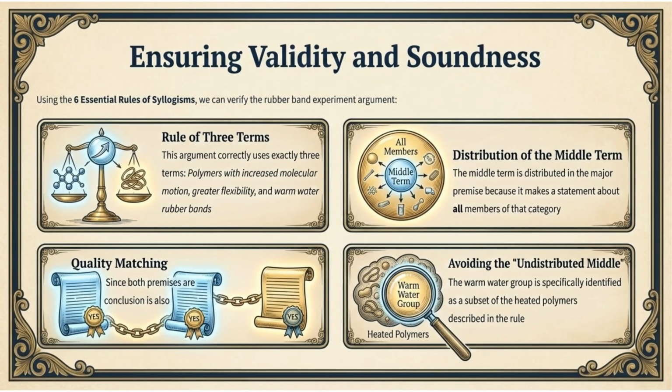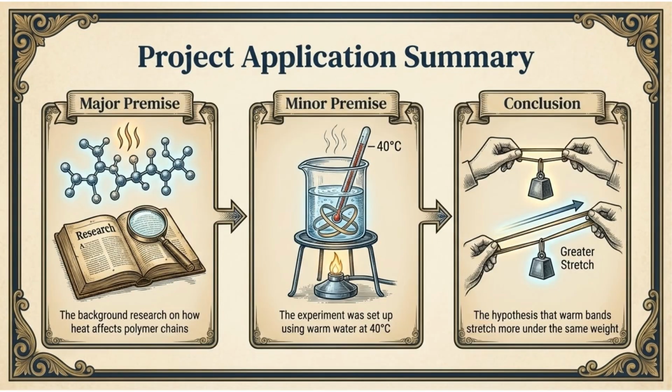To verify the argument's validity, ensure you use exactly 3 terms. Distribute the middle term by making a statement about all members of that category, and ensure quality matching between premises and conclusion. In summary, the major premise is supported by background research on polymer chains. The minor premise details the experiment setup. The conclusion is the testable hypothesis that warm bands will stretch more under the same weight.